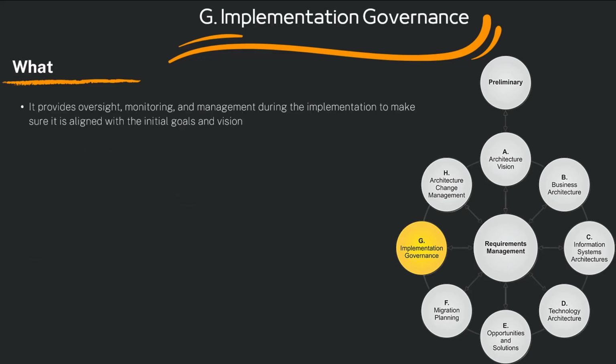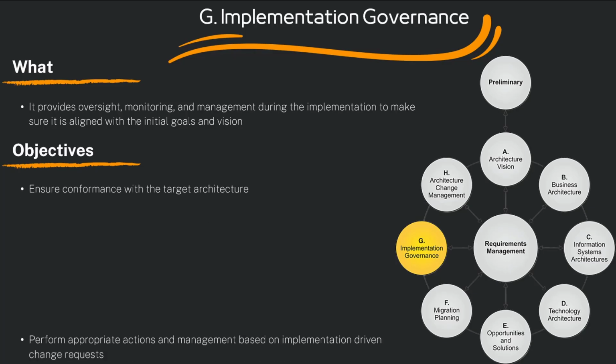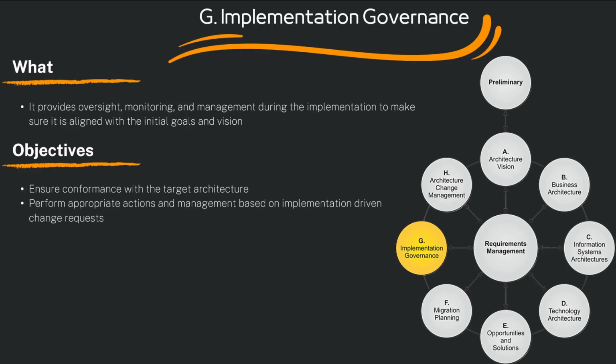Implementation governance provides oversight, monitoring, and management during the implementation of the work to make sure it is aligned with the initial goals and vision. We want to be going in the right direction, and implementation governance helps with that. Our major objective is to make sure that we are conformant with the target architecture. We perform appropriate actions and management based on any implementation-driven change requests, and those change requests come in often, so we want to make sure we don't deviate from our goal.